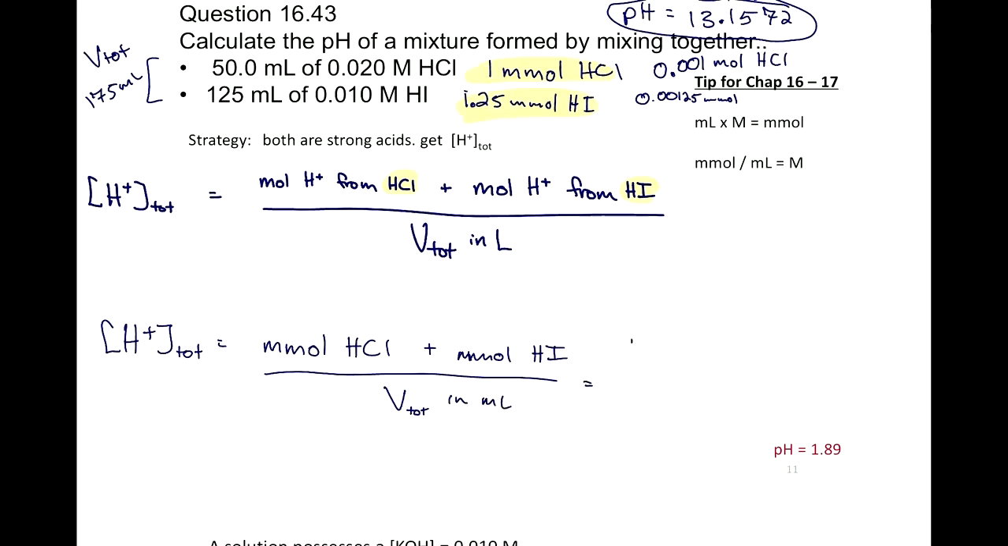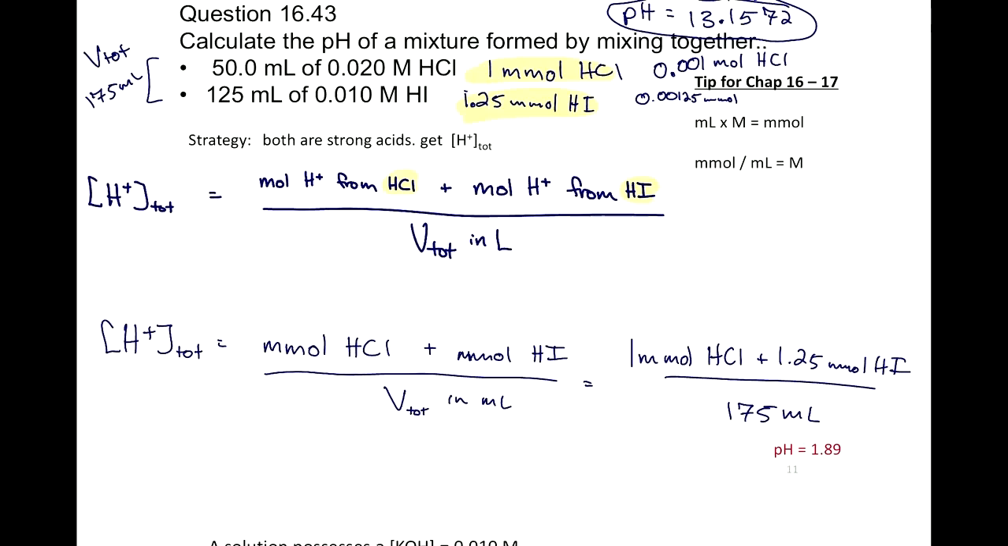So we see, okay, 1 millimole of HCl plus 1.25 millimoles of HI over 175 milliliters. So see how I never converted to liters. As long as you keep everything in milliliters and calculate millimole amounts of substances, then you're fine, all right? As long as we keep everything in milliliters.